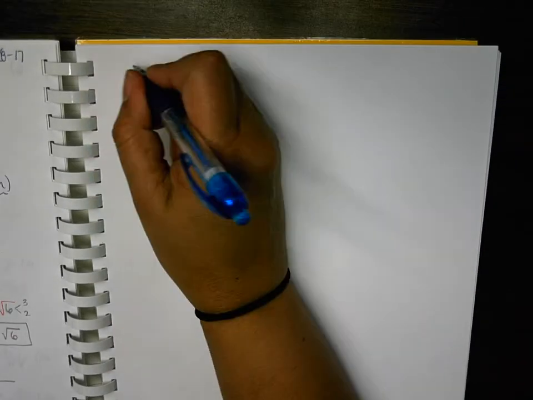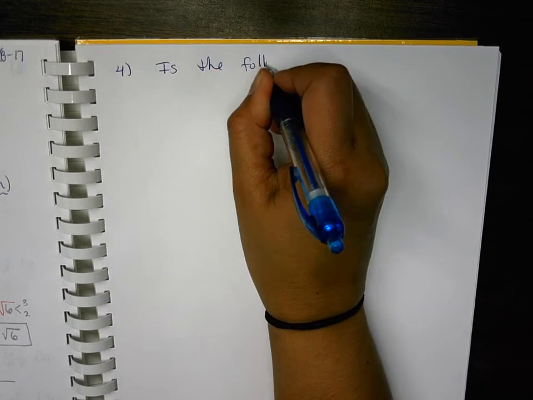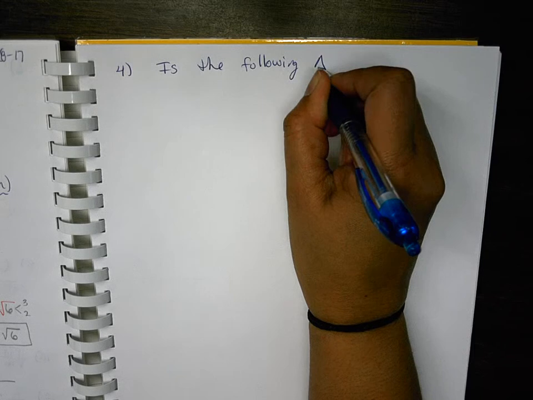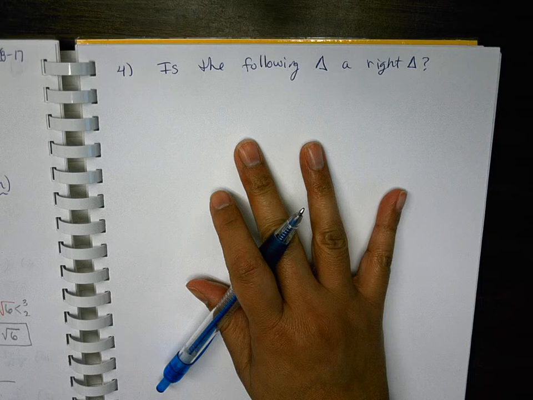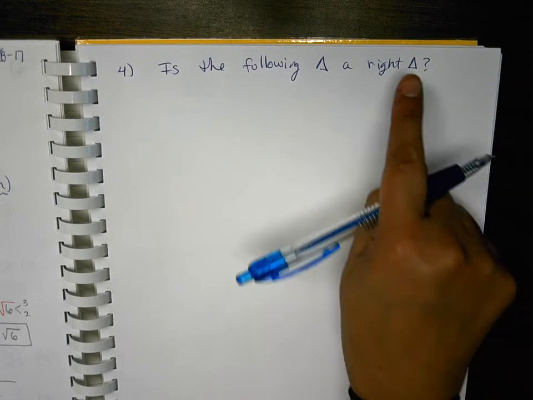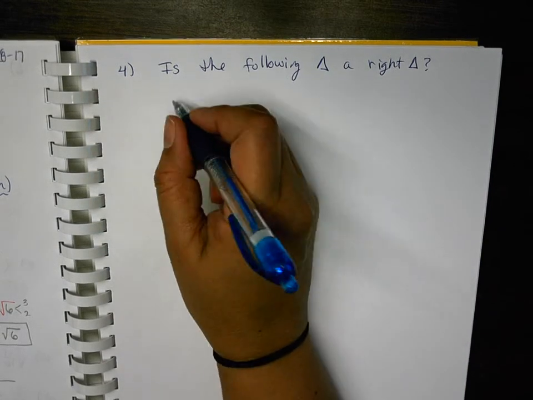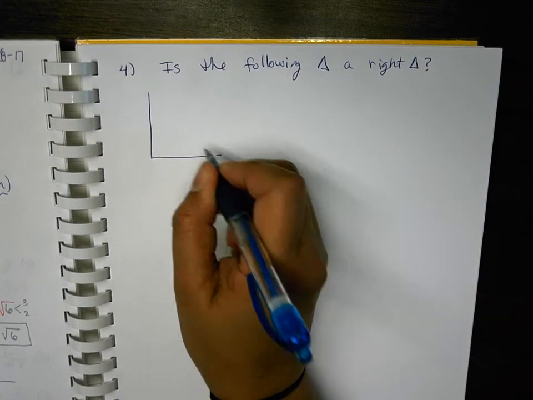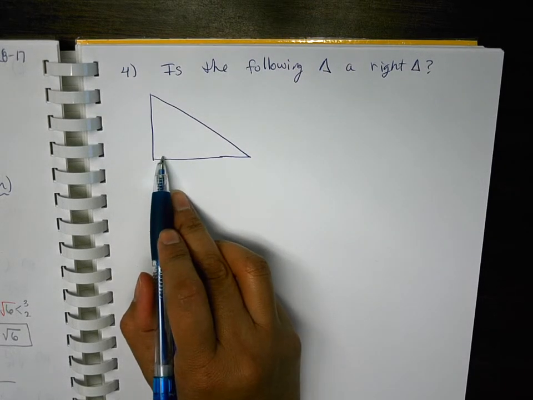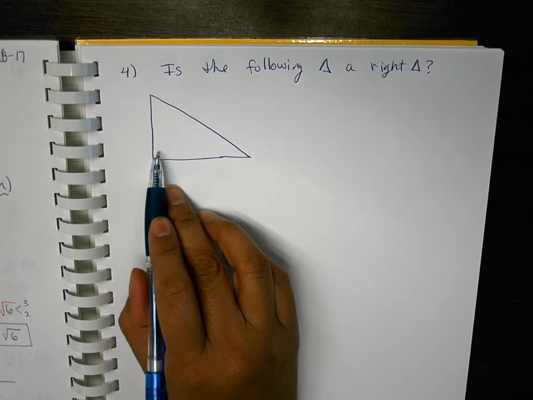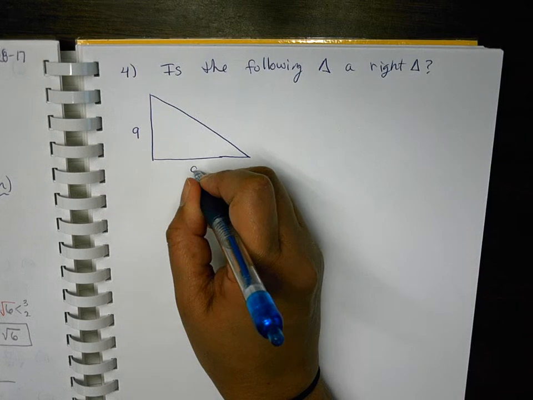Okay, number 4. Is the following triangle a right triangle? We know it's a triangle, but is it specifically a right triangle? You can't just say it looks like a right triangle. I'm not giving you any box in here. I purposely made it look like a right triangle, but since I did not put the box, can we say it's a right triangle? No.